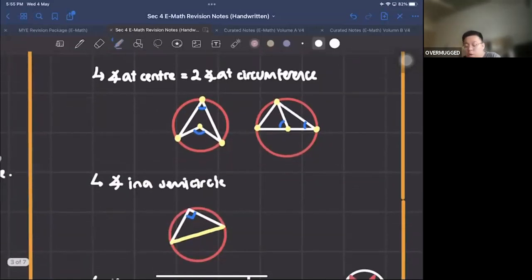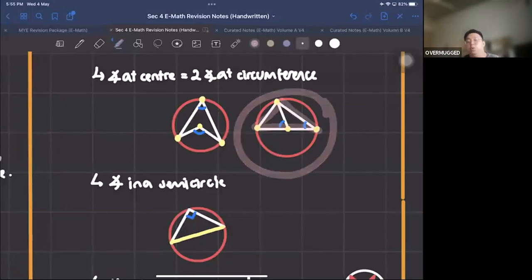The next property: angle at center is equals to 2 times angle at circumference. Take note of the very common arrow shape, so this one here, this is the one that is always tested. Please remember what it looks like. This one is usually for area and sector questions. They will always give you a shape that looks like this.